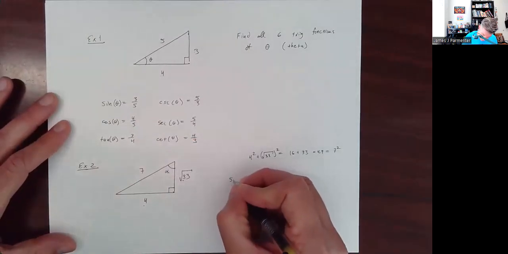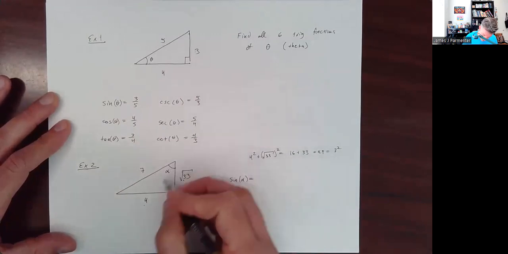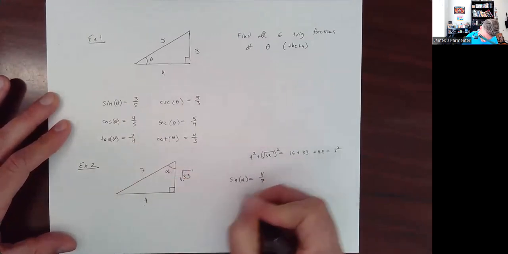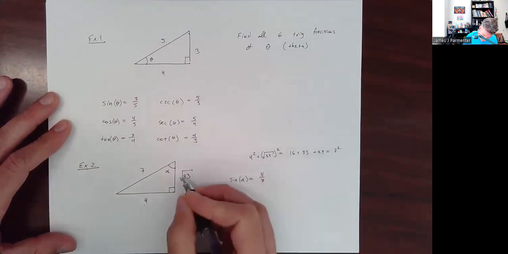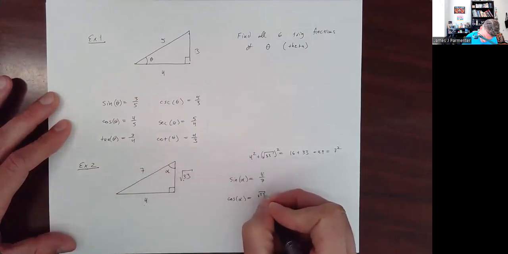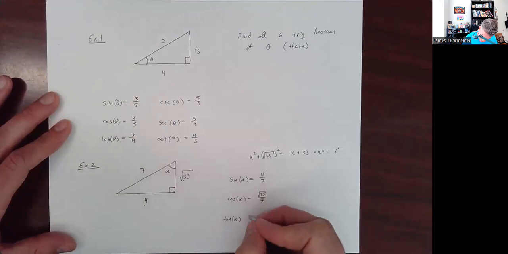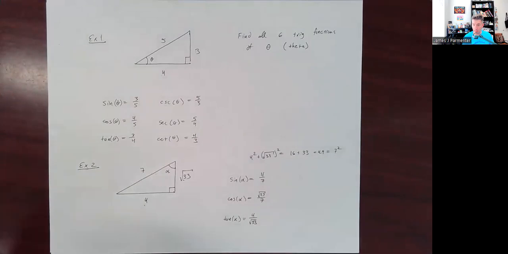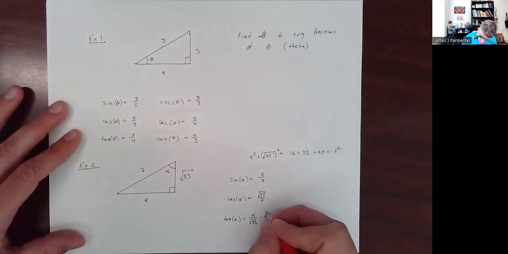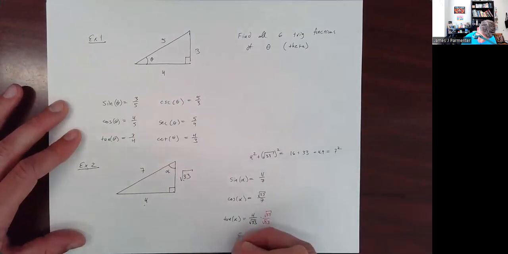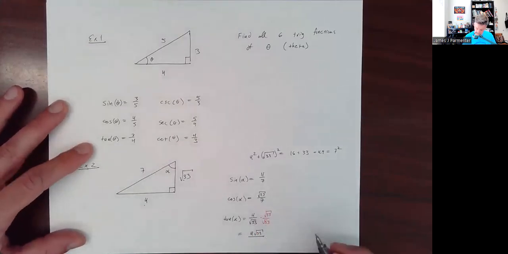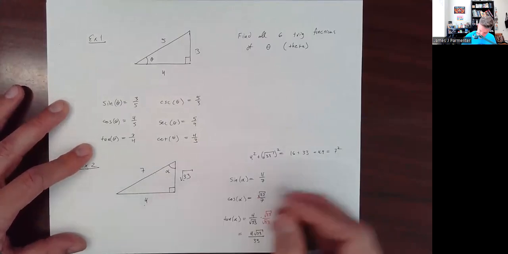So same deal, it gets a little repetitive. Sine of alpha is going to be opposite over hypotenuse. Cosine of alpha is going to be adjacent over hypotenuse. And tangent of alpha is going to be opposite over adjacent. Typically, when we have a radical in the denominator, we rationalize by multiplying the top and bottom by that same radical. So we multiply by root 33 over root 33. We end up getting 4 times root 33 on top, and root 33 times root 33 is just 33.